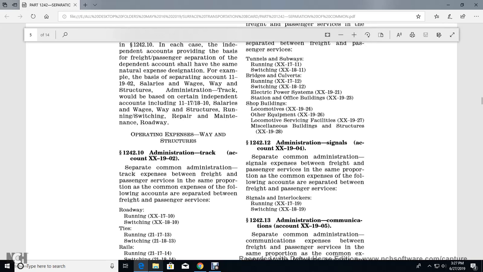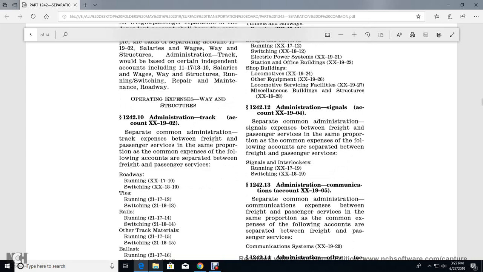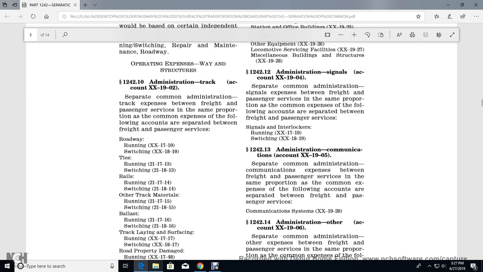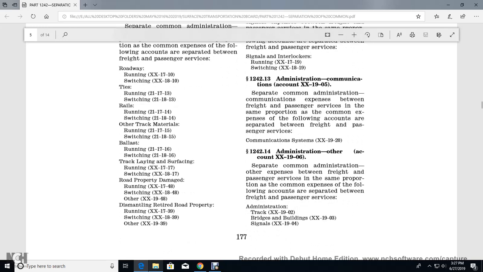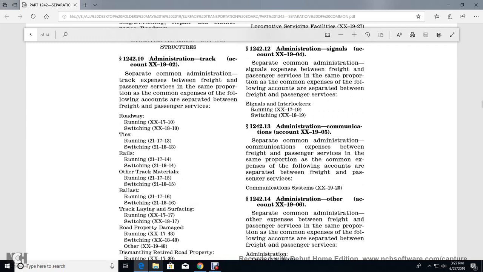The following accounts separated between freight and passenger: roadway running XX 1710, switching XX 1810, ties 12 ties running 211713, switching 211813, rails running 211714, switching 211814, other track materials running 211715, switching 211815, ballast running 211716, switching 211816, track laying surfacing running XX 1717, switching XX 1817, road property damage running XX 1748, switching XX 1848, others XX 1948, dismantling retired road properties running XX 1739, switching XX 1839, others XX 1939.